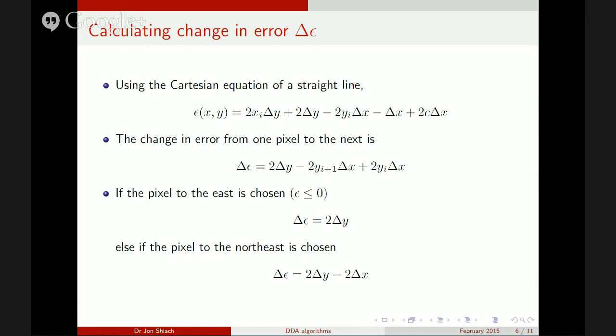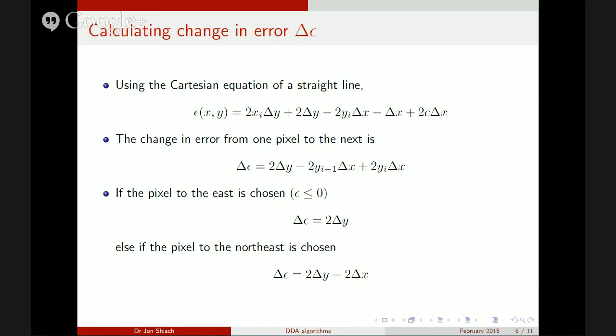2 delta y is the same, plus 2c delta x is the same. Okay, instead of yi, I've got yi plus 1, plus 1 delta x minus delta x. So all that is this function with xi plus 1 and y subscript i plus 1. I don't know what that is.